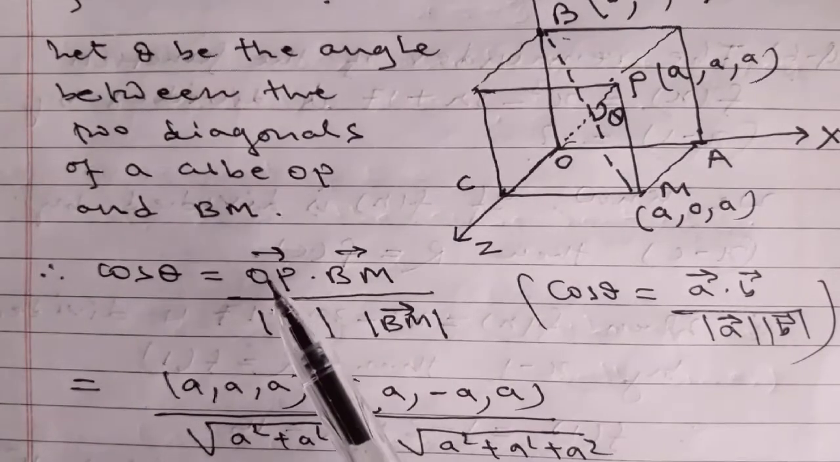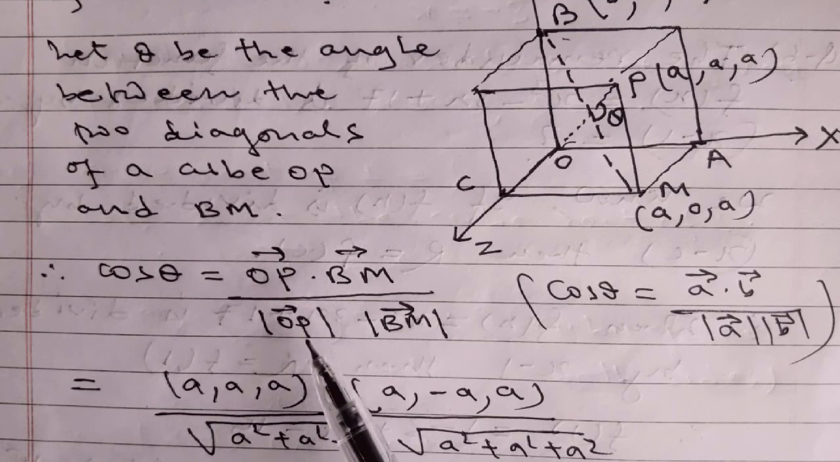Now we need the magnitude of vector OP. The formula of magnitude is root of x square plus y square plus z square. We know vector OP is a, a, a, that means all three components x, y, z are equal. So according to the formula, the magnitude is root of a square plus a square plus a square. Now the magnitude of vector BM is root of x square plus y square plus z square, that means a square plus minus a whole square plus a square. So using the formula of magnitude of a vector, we have got the magnitude of OP and the magnitude of BM.